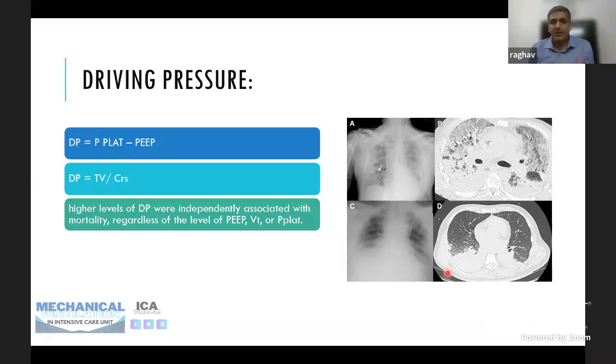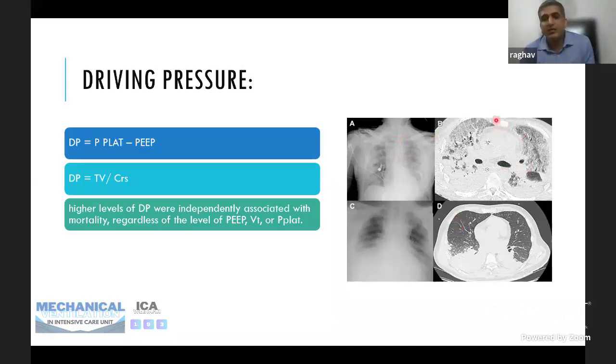However, driving pressure can also be given by the formula tidal volume upon compliance of the respiratory system. That means driving pressure is tidal volume normalized to compliance. For example, the guidelines suggest keeping the tidal volume at 6 ml per kg, which is based upon the ideal body weight, not upon the condition of the lung.